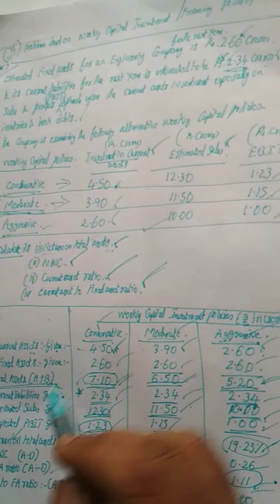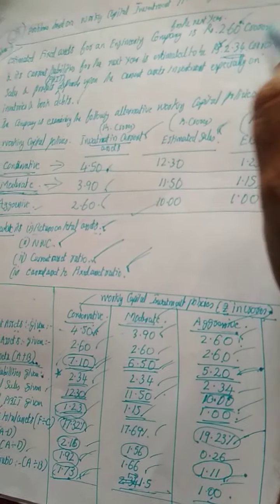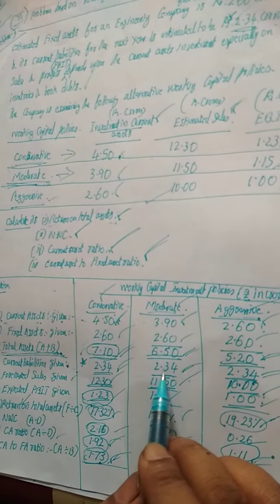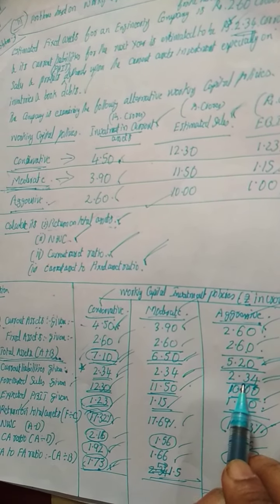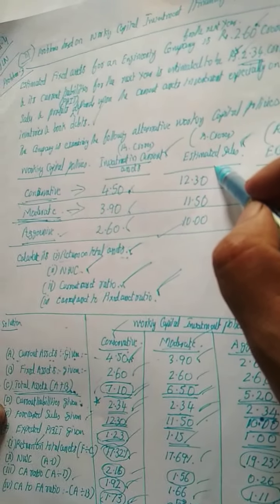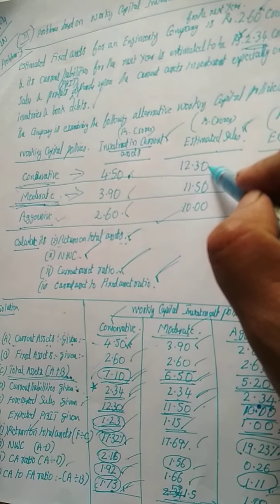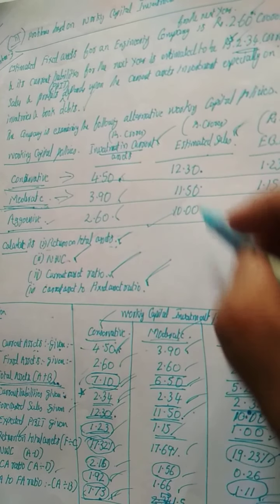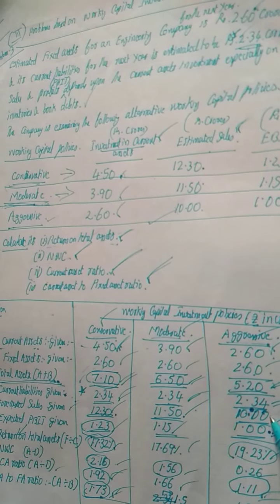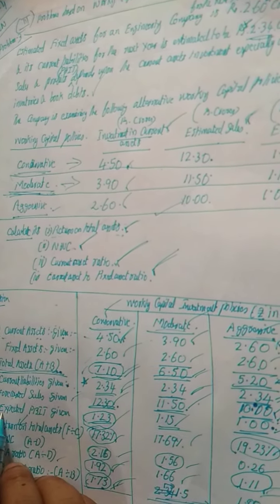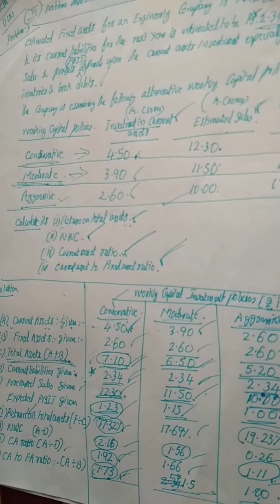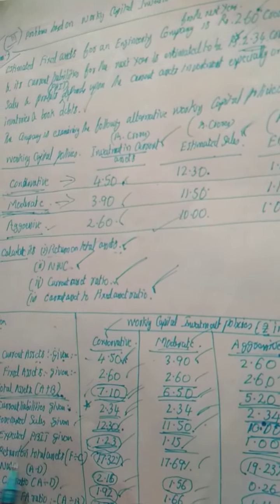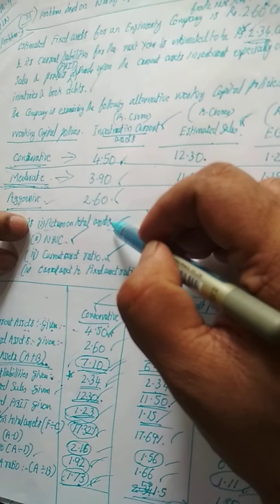Current liabilities, it's given in the question 2.34, that we are putting same in all the cases. Conservative, moderate and aggressive current liability, it is the same. Forecasted sales is given or estimated sales is given 12.30 under conservative, 11.50 under moderate and 10 under aggressive policy, that we are posting. Expected earnings before interest and tax or profit before interest and tax also we are posting it here. Now we are going to find out the questions.